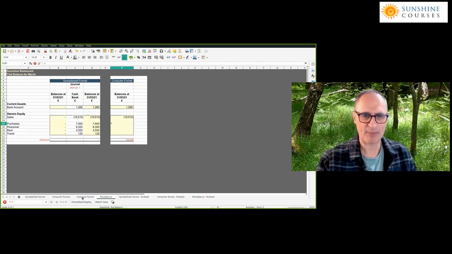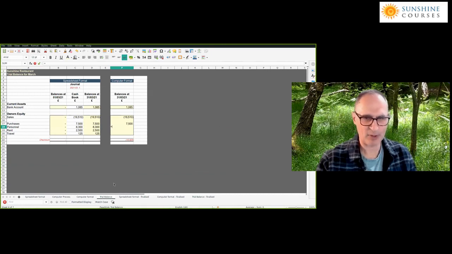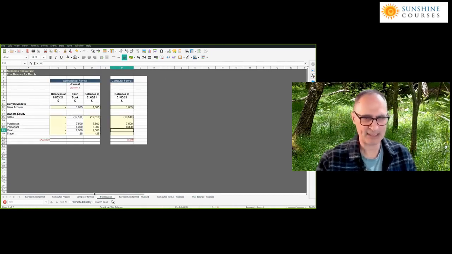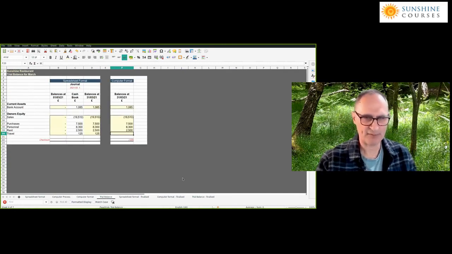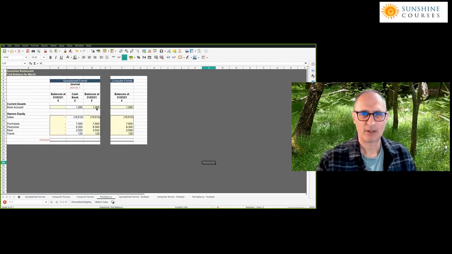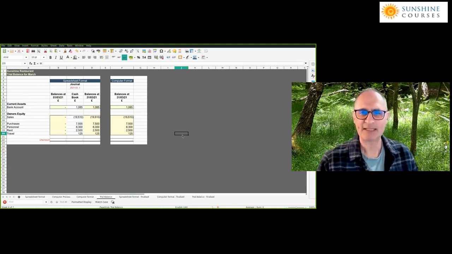I'm then going to enter my purchases, cumulative balance. I'm going to enter my personnel from the computer format, cumulative balance. I'm going to enter my rent, and I'm going to enter my travel costs. And look, the spreadsheet format is exactly the same as the computer format. Well, not surprising, really. I contrived it that way, but that's the way it should work.